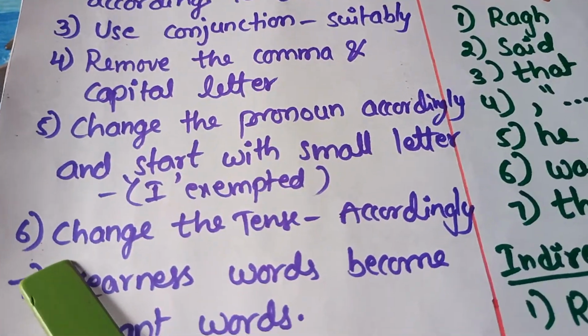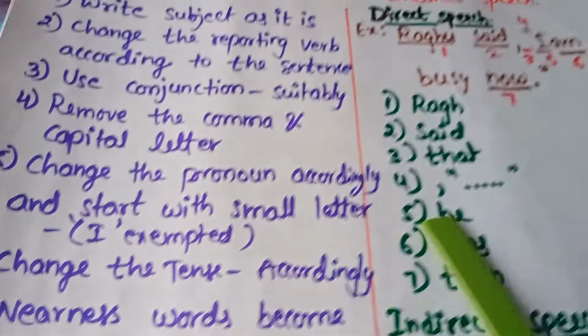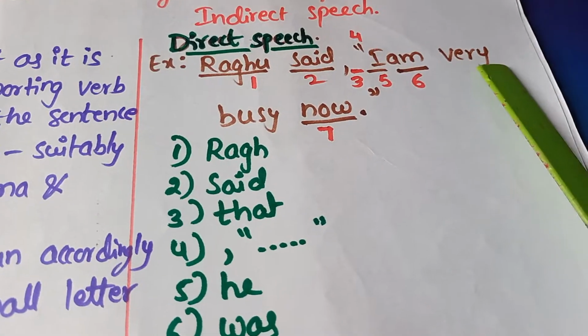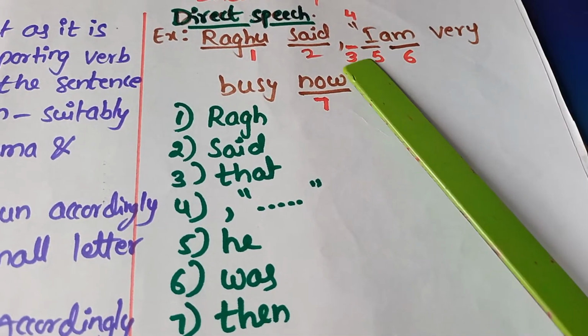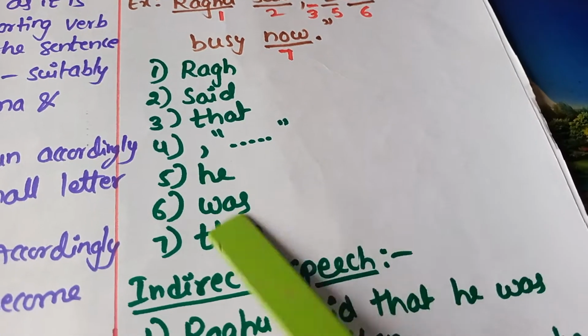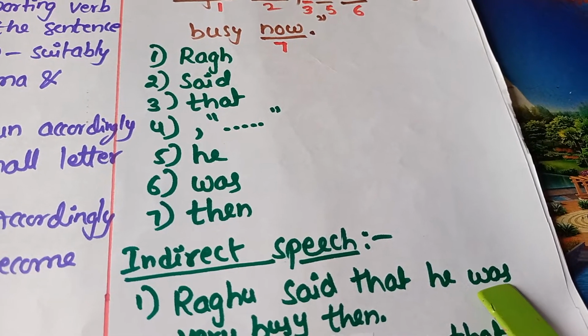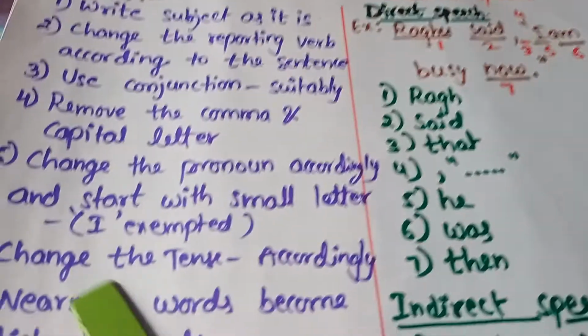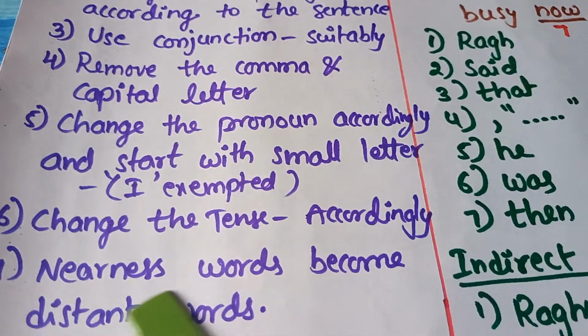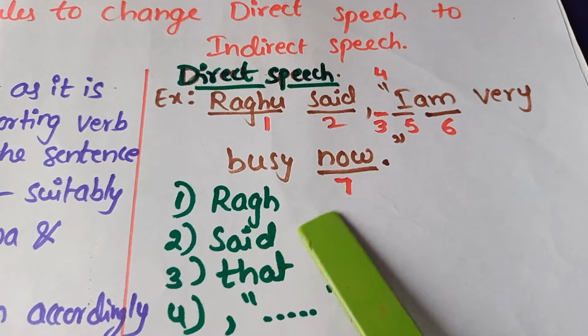Next, sixth point, change the tense accordingly. Here the tense means the helping verb: we have to write am as was, in past tense. Next, seventh, nearness words become distance words. Here the nearness word is now.